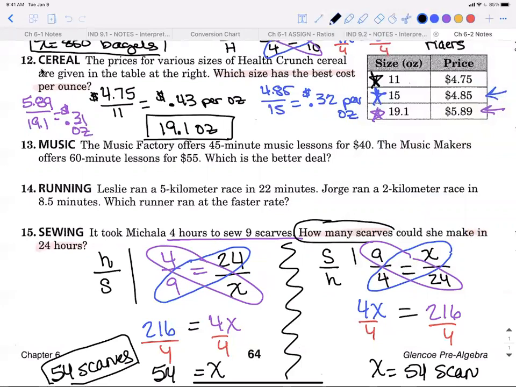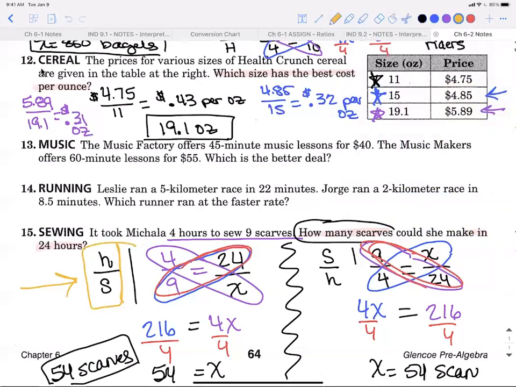So notice because you're doing the butterfly effect and you're cross multiplying, when I cross multiplied 9 times 24, it didn't matter whether or not they were left or right. Does that make sense? So you cannot mess these up as long as you keep your basic fraction that you set up at the beginning. Where you mess up is if you start out with hours on top and scarves on the bottom, and then on the other side of the equation, you put the scarves on the top and the hours on the bottom and you change it up. That's where there's a problem. And that's why I always want you to set this up.